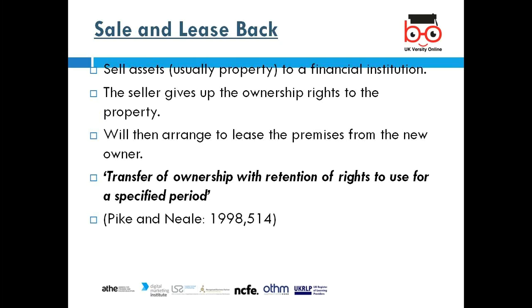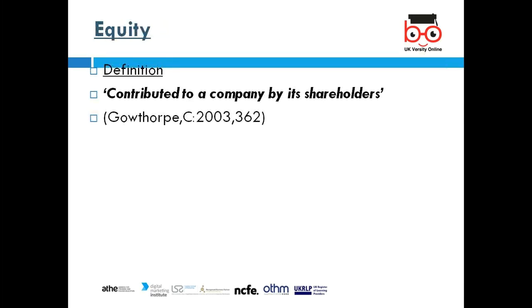So that's what is meant by it. Now we can look at sale and leaseback. Sell an asset, usually property, to a financial institution, and the seller gives up the ownership rights to the property and then arranges to lease the premises from the new owner. It is a transfer of ownership with the retention of the right to use for a specific period.